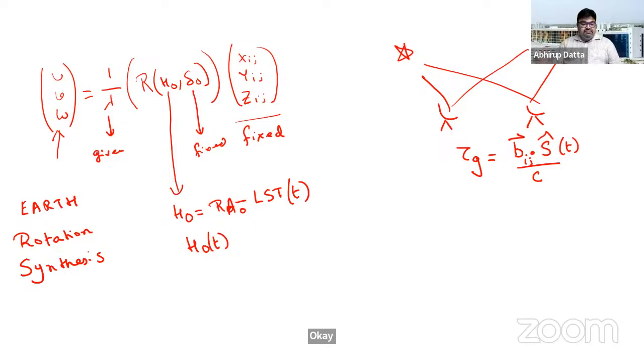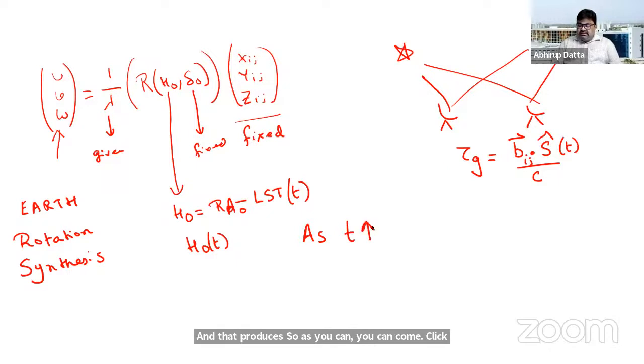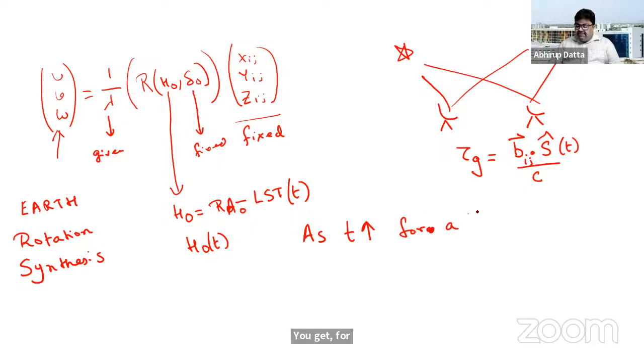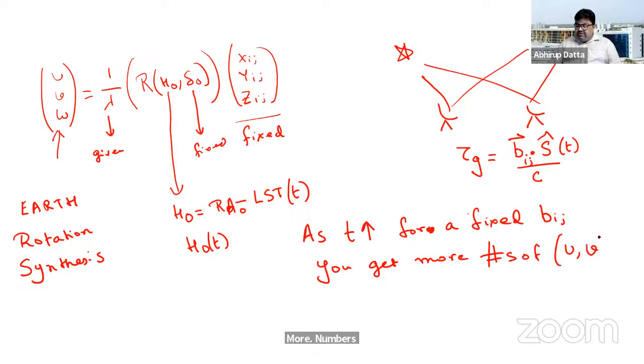So for a given pair of antennas, for a given baseline, you have more and more coverage in UVW. As time increases, for a fixed Bij, you get more numbers of UV.